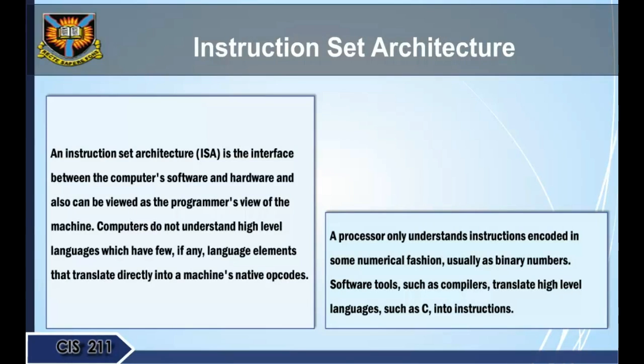Instruction set architecture. An instruction set architecture, ISA, is the interface between the computer software and hardware and also can be viewed as a programmer's view of the machine. Computers do not understand high-level languages, which have few, if any, language elements that translate directly into a machine's native opcode. A processor only understands instructions encoded in some numerical fashion, usually as binary numbers. Software tools such as compilers translate high-level languages such as C into instructions.